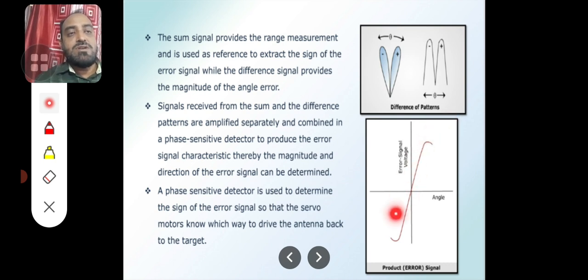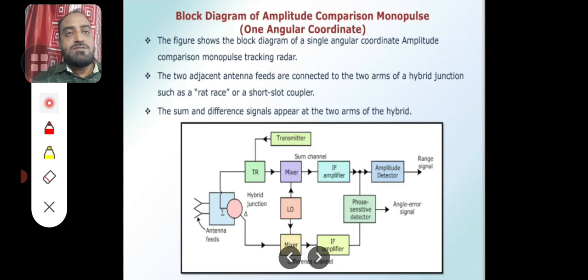If you plot the product signal, which is the error signal, it results like this. The error signal will be linear between some range. After some range, it becomes non-linear. We'll use the linear portion of the error signal to process the data to start the tracking.